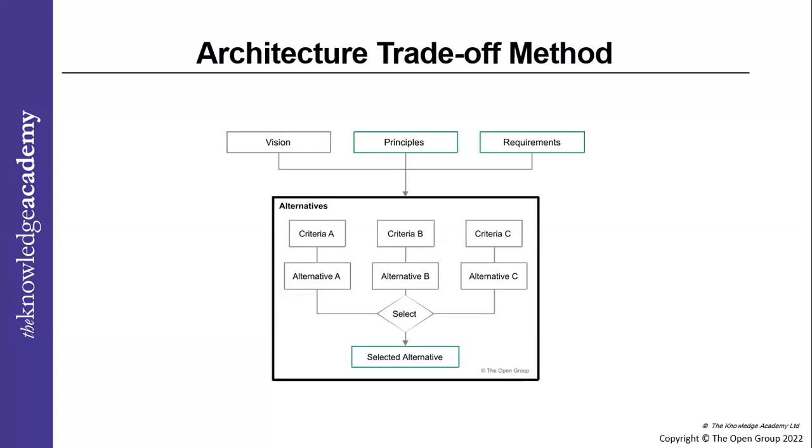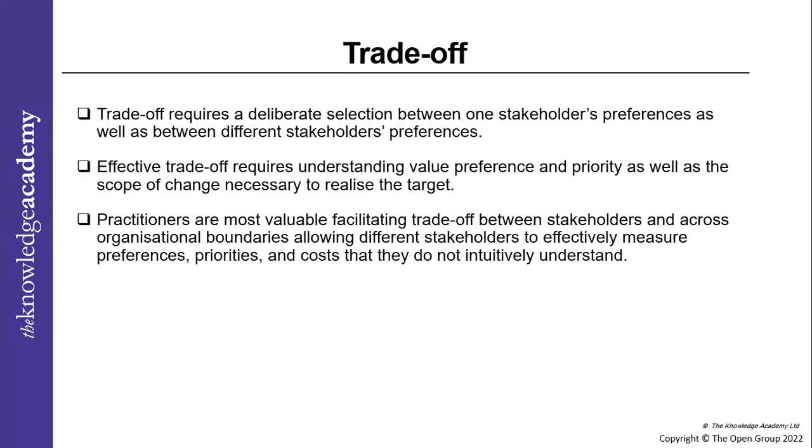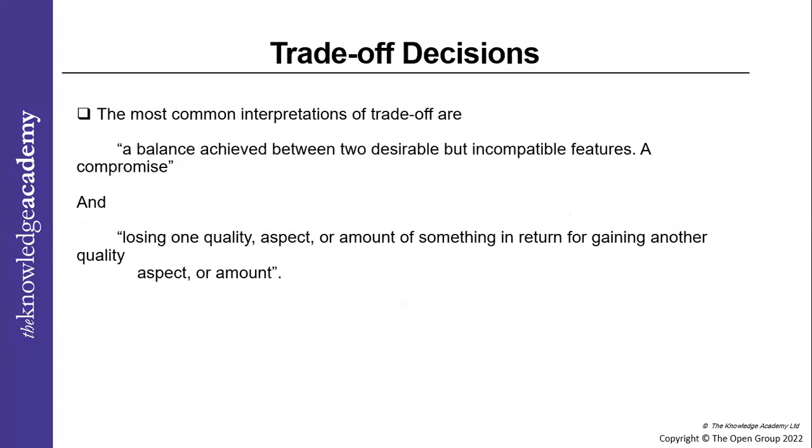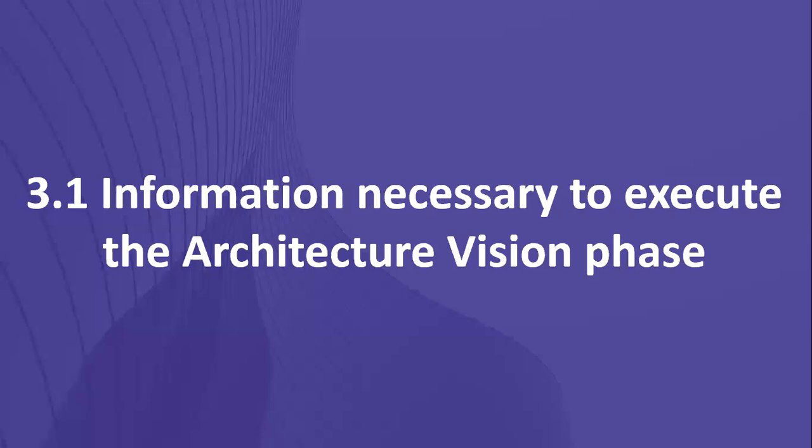Got it? Understood. Now, next one, trade-off. We can go through that. Trade-off decisions: there should be a balance. When you compromise, it shouldn't be that you choose very poor quality. There should be a balance. Okay. Next one. Here we go.